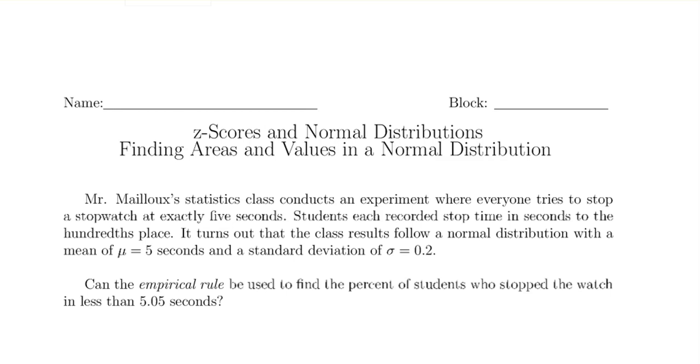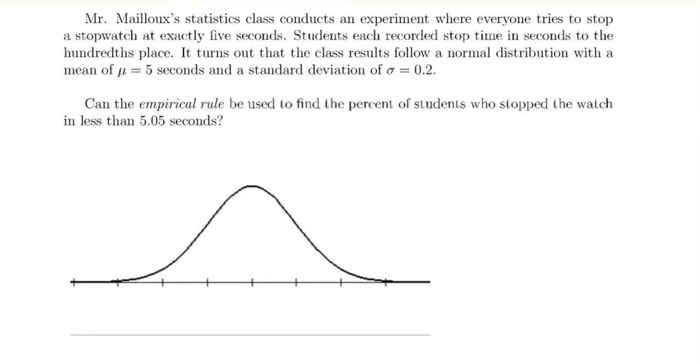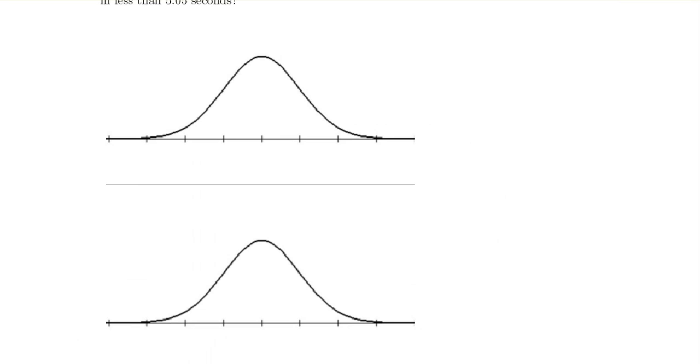So the empirical rule lets us cut up our normal distribution to know the areas in certain sections of it. Unfortunately, 5.05 seconds is not one standard deviation, but only a quarter of a standard deviation above the mean. So I'm not going to be able to use the empirical rule here. So we need to come up with a new approach.